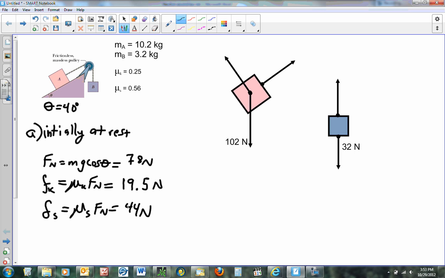Now here's the interesting thing about static friction. Static friction can be up to 44. It cannot be over 44, but it can be less than 44. So basically it ranges from 0 to 44 depending on what's happening. Kinetic friction is after it's moving, and it's always going to be 19.5.